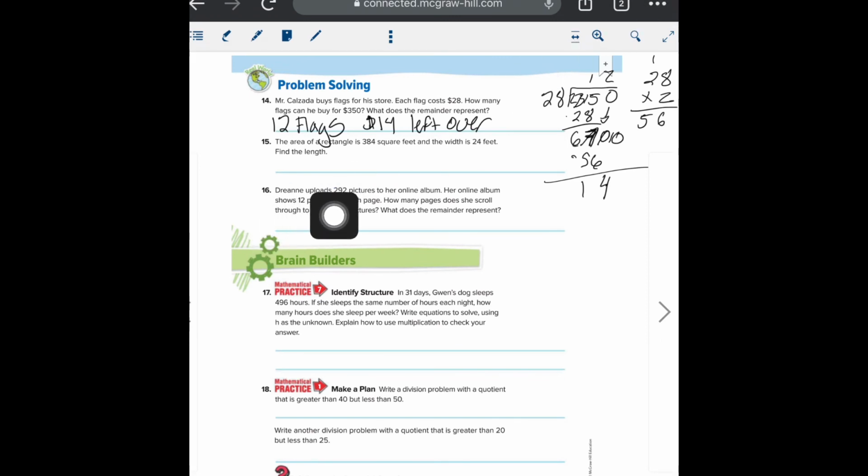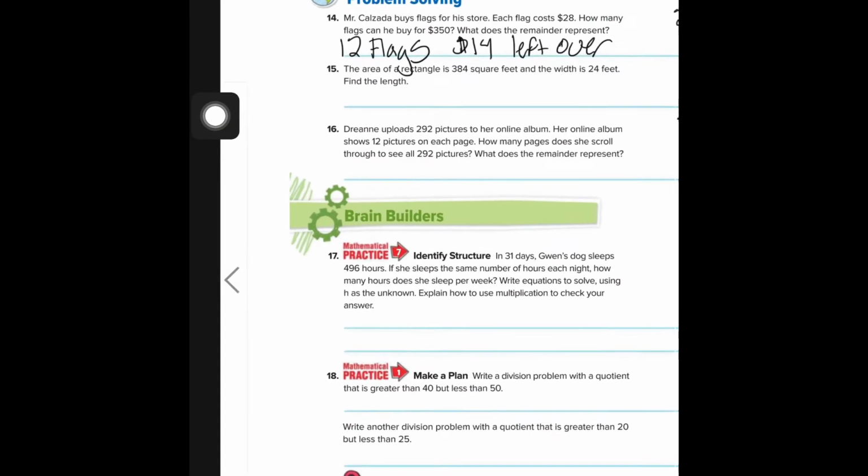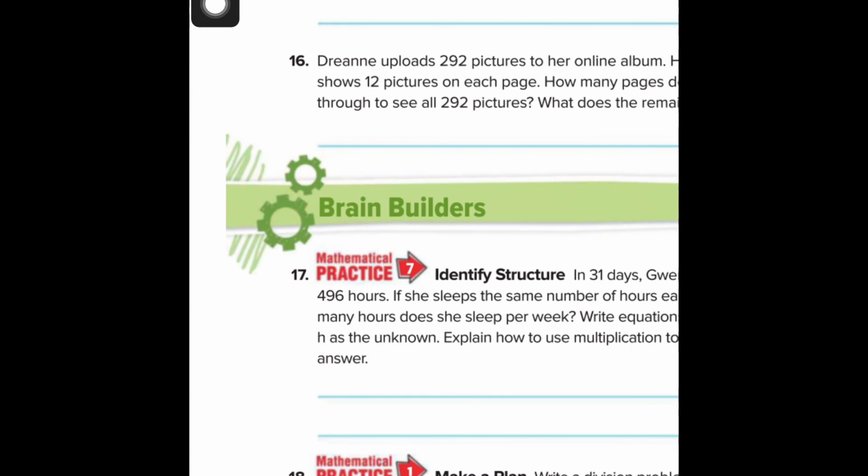Okay, let's work on 16. Drianne uploads 292 pictures on her online album. Her online album shows 12 pictures per page. How many pages does she scroll through to see all the pictures? What does the remainder represent? Okay, so we're going to do 12 into 292. Go ahead and grab some graph paper to make sure you have room to work on this, because they just don't give enough room in the book.